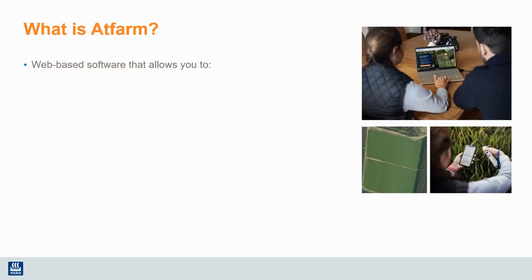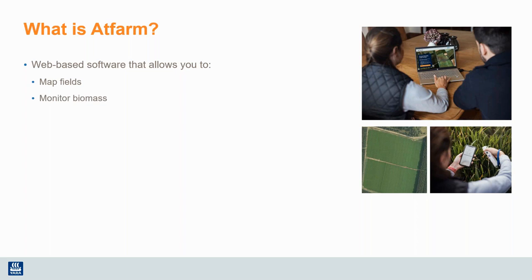So if we start off with what is Atfarm, well, basically Atfarm is some web-based software that allows you to do various things. Primarily, you're mapping your fields. Without mapping your fields, you can't use any of the functions within Atfarm. So it's really important to map the fields.